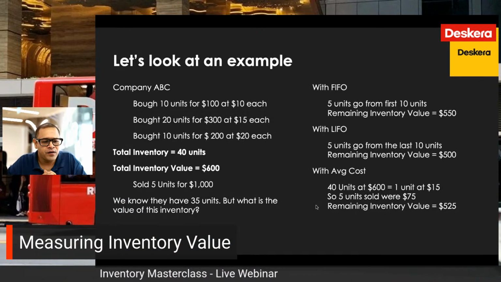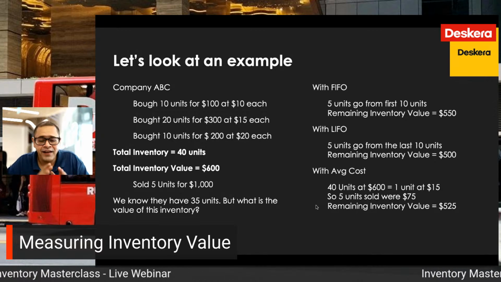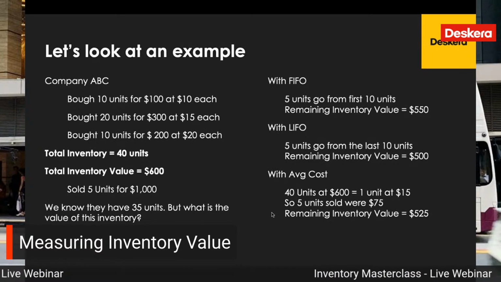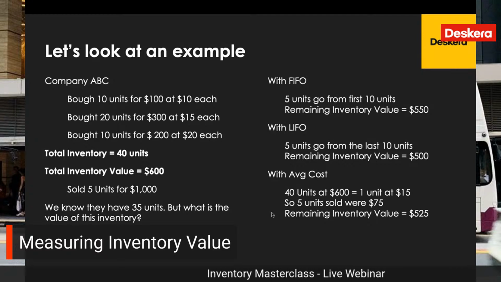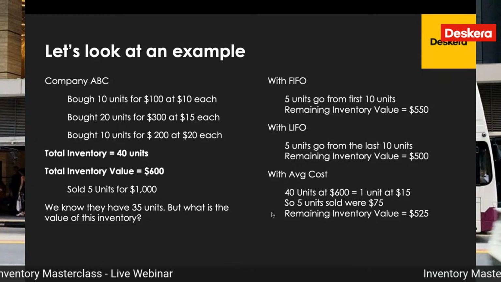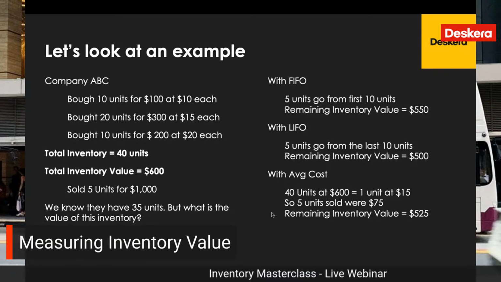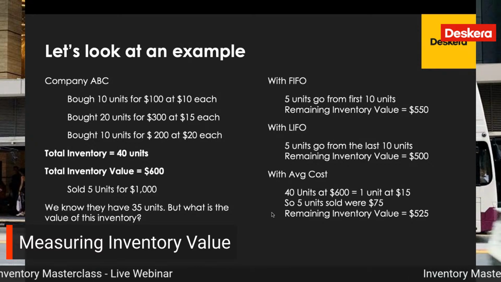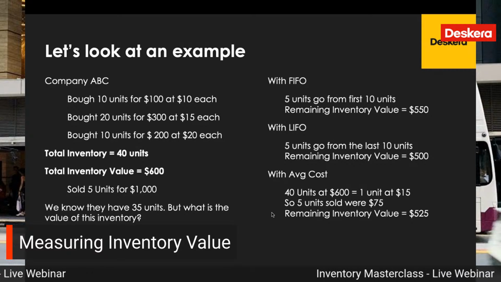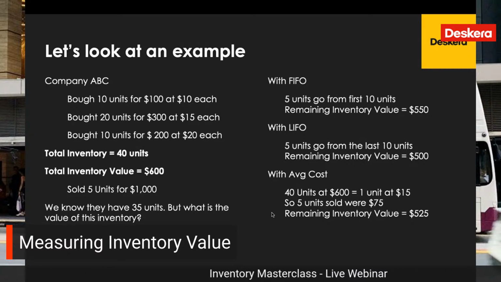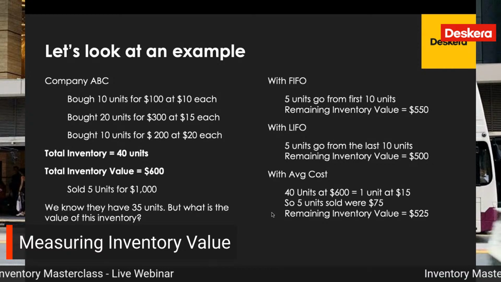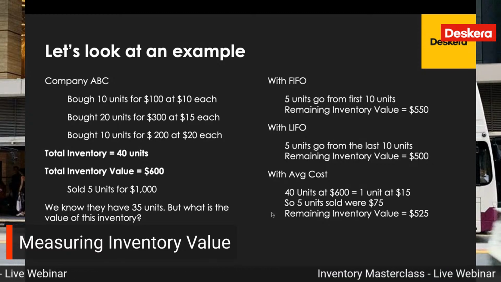So in the company ABC, if I buy 10 units for $100 at $10 each, and then I buy another 20 units at $15 each, and then I buy another 10 units at $20 each, then my total inventory is 40 units, and my total inventory value is $600. Now, the total inventory value at this stage will be the same in FIFO, LIFO, and average cost. But the complication arises as soon as you sell something. So let's say that I sell 5 units. Then what happens? I have 35 units.